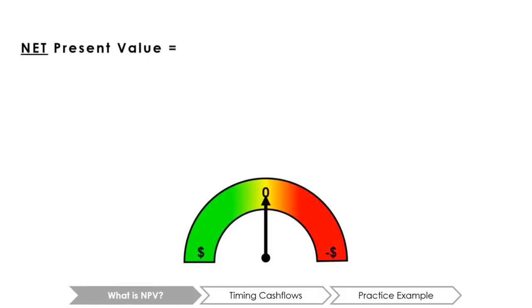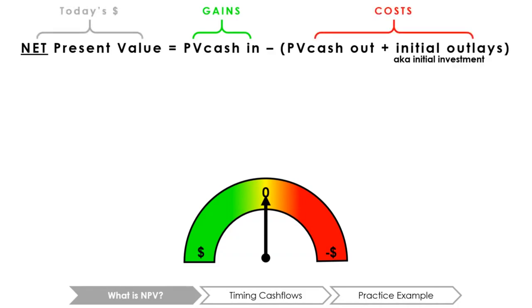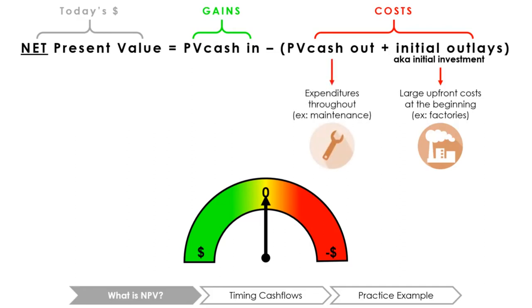To calculate net present value, calculate the present value of a project's future cash inflows and subtract its future cash outflows plus any initial investment costs. Basically, we factor in everything we gain from the project and everything we spend and express all of it in today's dollars. Typically, we'll have one large upfront cost at the beginning of the investment, but sometimes we'll also see negative net cash flows during the life of the investment.